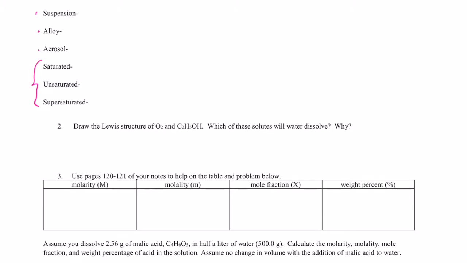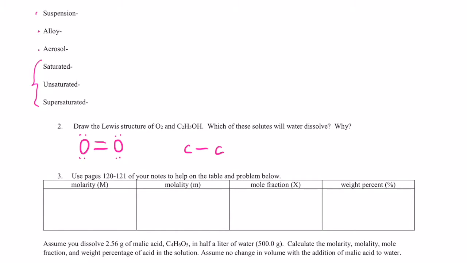Number 2, draw the Lewis structure for O2, oxygen gas, and ethanol, C2H5OH. Which of these would you expect to dissolve in water, and why? Okay, we can do that. Oxygen's Lewis structure is pretty simple. You probably have it memorized because we've drawn it so many times. Okay, there's O2. And now ethanol, well, that's a bit more complicated.